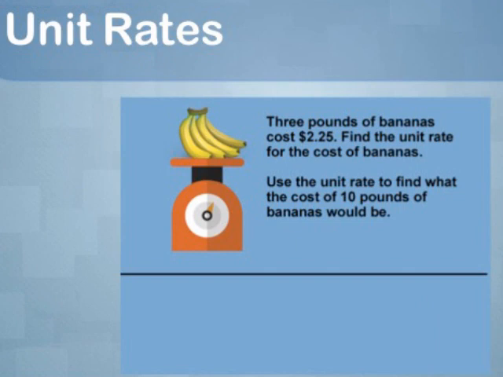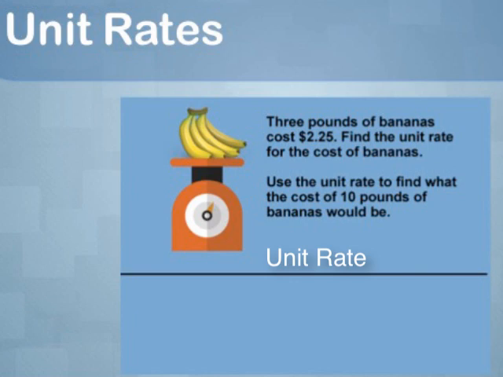3 pounds of bananas cost $2.25. Find the unit rate for the cost of bananas. Use the unit rate to find what the cost of 10 pounds of bananas would be. We know what 3 pounds of bananas cost, but how do we determine how much 1 pound costs? For that, we need a unit ratio.